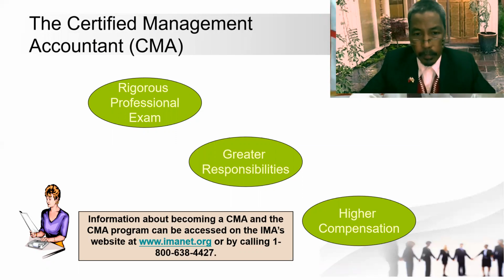These are now the 10 important concepts, and they are very important to a certified management accountant because the job is not only recording for the financial aspect, but the holistic and better decision-making process of the company. Okay. Certified management accountants have a rigorous professional exam, greater responsibility, and higher compensation because they support the decision makers in the company.